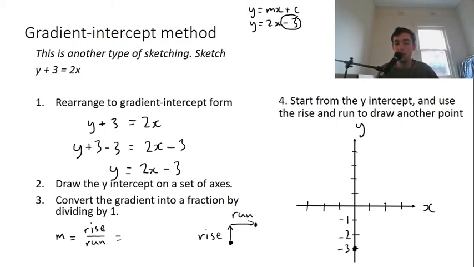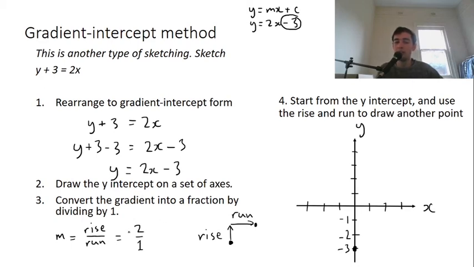Now you might think, okay, that's a good concept, but it doesn't really help me because I have the number 2, and if we could know how much it went up and how much it went across, we could plot another point, but we don't. The way to solve that is you make this 2 into a fraction by dividing it by 1. I can make any number into a fraction by dividing by 1, because 3 divided by 1 is just 3. So 2 divided by 1 is 2.